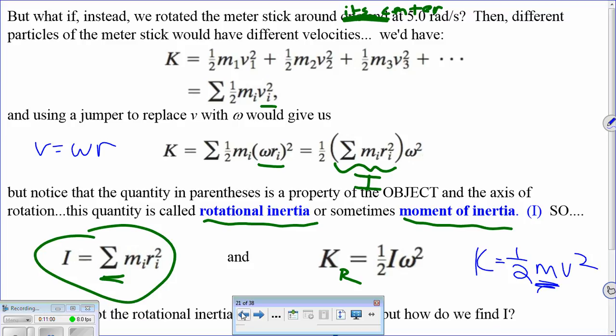What are the units? It's going to end up being kilograms times meters squared, because each kilogram is going to be associated with some radius that gets squared. So both the mass of the object and its position from your axis of rotation become a factor.